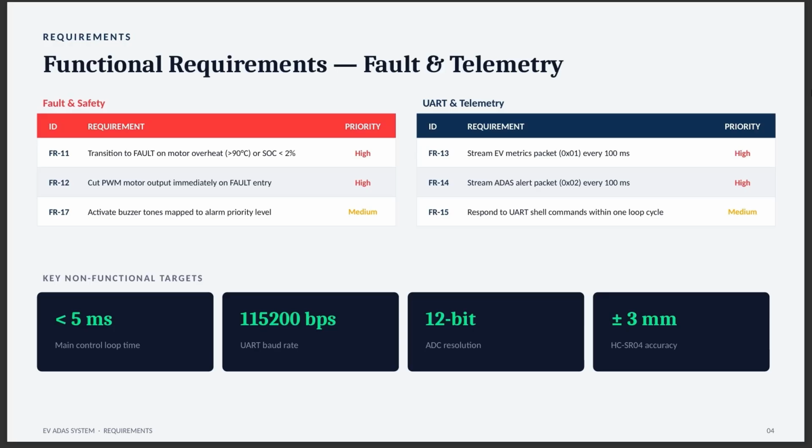Okay. Next, the functional requirements, fault and telemetry. The high priority one is transition to fault on motor overheat. When the motor gets overheated above 90 degrees Celsius, or SOC, state of charge, becomes less than 2%, we get a fault. Then for UART and telemetry, we have to transmit data from the PICSimLab virtual IO to the Python dashboard. For that we have used VSP.